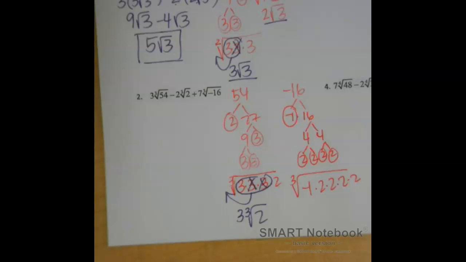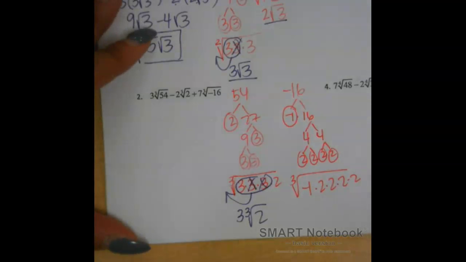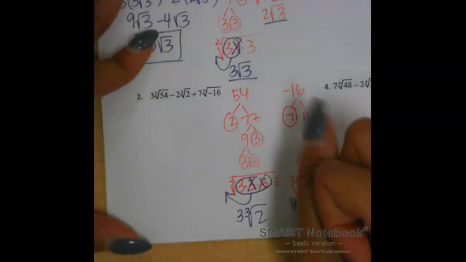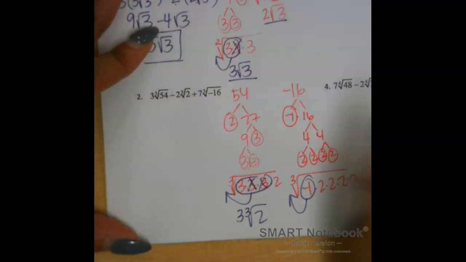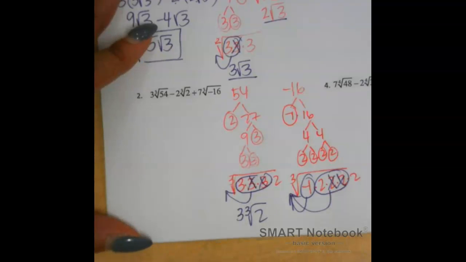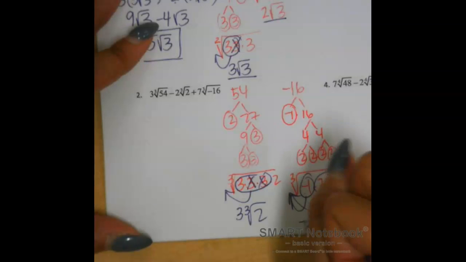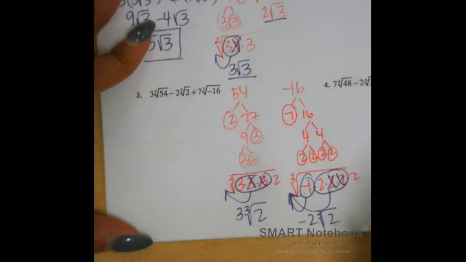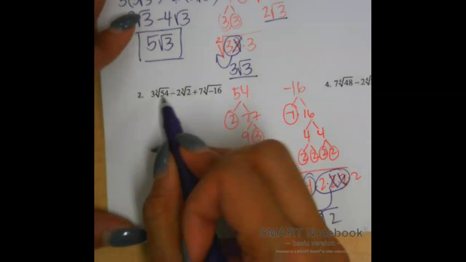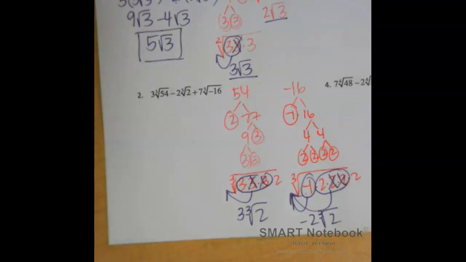As I write this out, how many 2's were you able to escape? How many? Just one. One big group. Only one from that group makes it out, so one big group is going to be able to try to escape. Negative 1 times 2 is going to give me negative 2 cube root of 2. So I'm going to replace both of these radicals with what I've simplified.